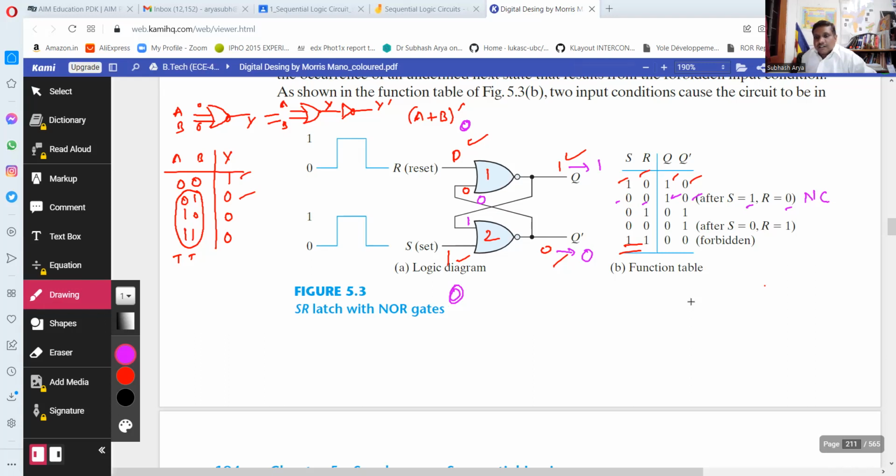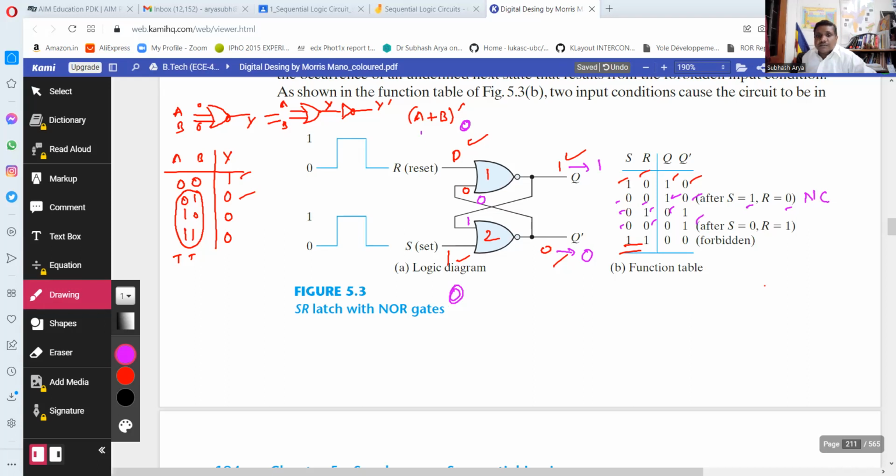Now take the other case. S is equal to 0, R is equal to 1. In that case, you will find that if any one input is logic 1, then the output will be 0, and this makes Q bar equal to 1. And this 0 will make the output 0. So that is why it is 0. And after that, if you give 0, 0, there will be no change.